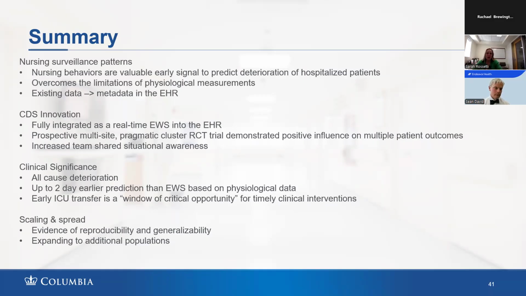We were focused on all-cause deterioration and able to predict it up to 2 days earlier than other early warning scores. And I really identified this early ICU transfer as a window of critical opportunity for timely interventions. And right now we're working on our scaling and our spreading. And then I'm also thinking of, as I said a couple slides ago, how to really continue to model the data that comes in that is using some of our newer AI-based tools as we see that happening.